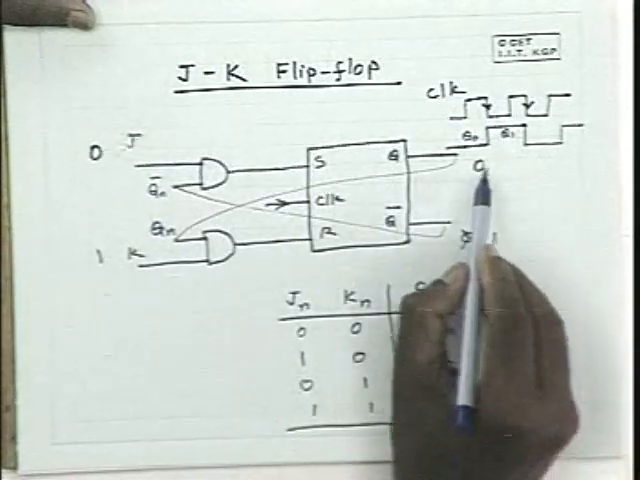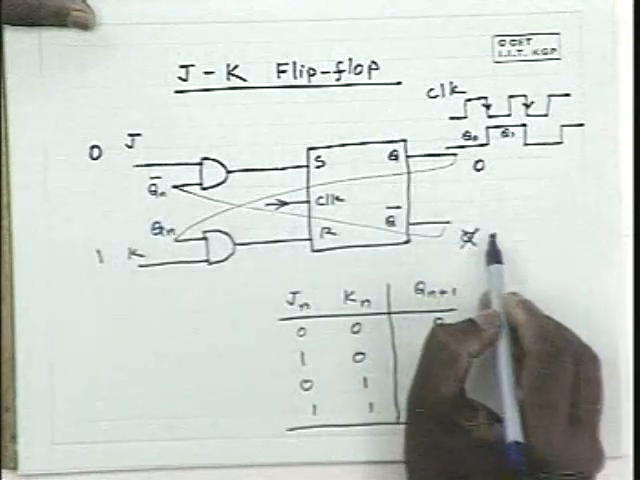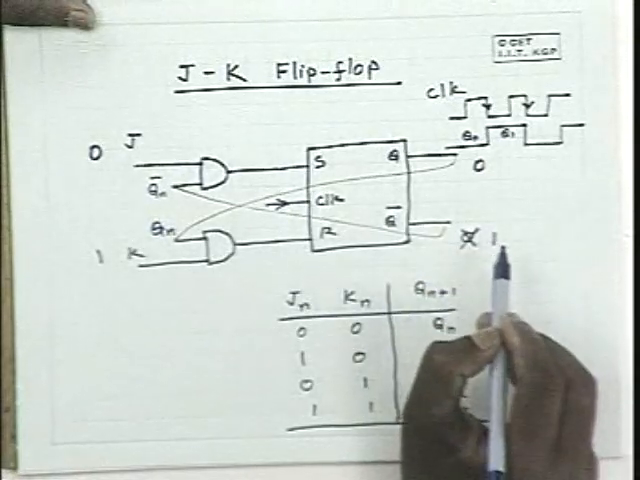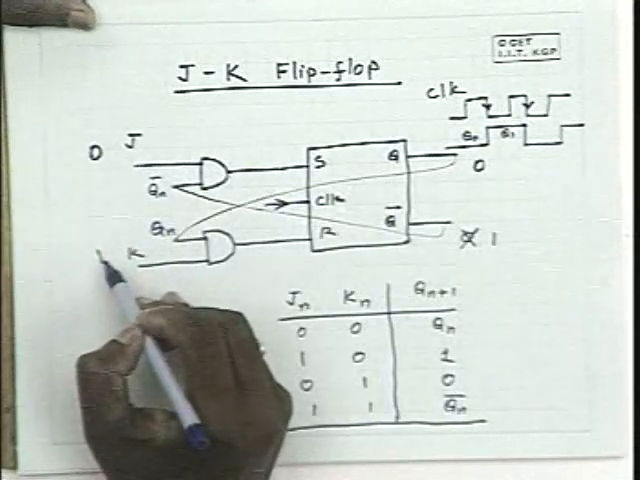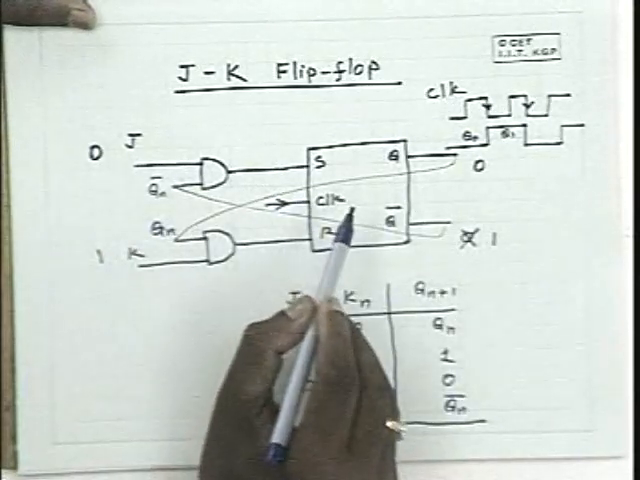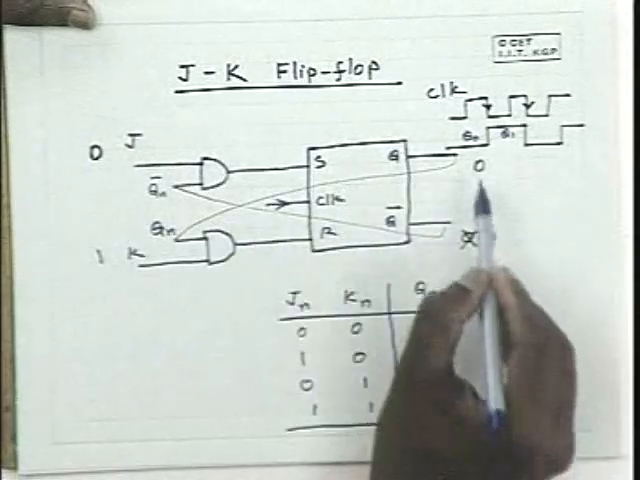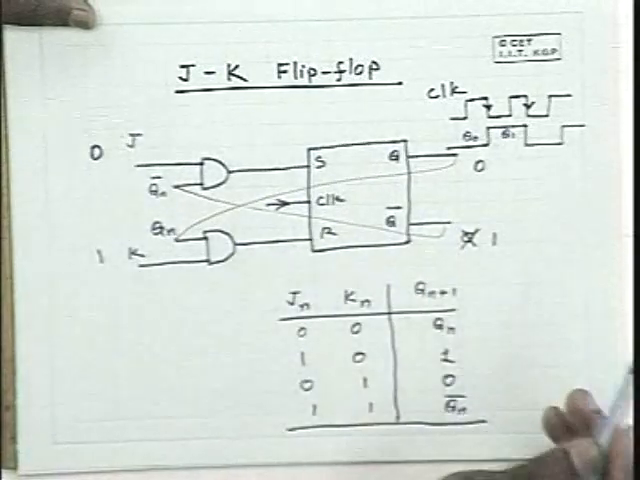Now, previously, if it was in 0 state and this was 1 naturally, and the next input is 0, 1, and you apply a clock pulse, it will again become 0, 1 and it will remain in the same state.